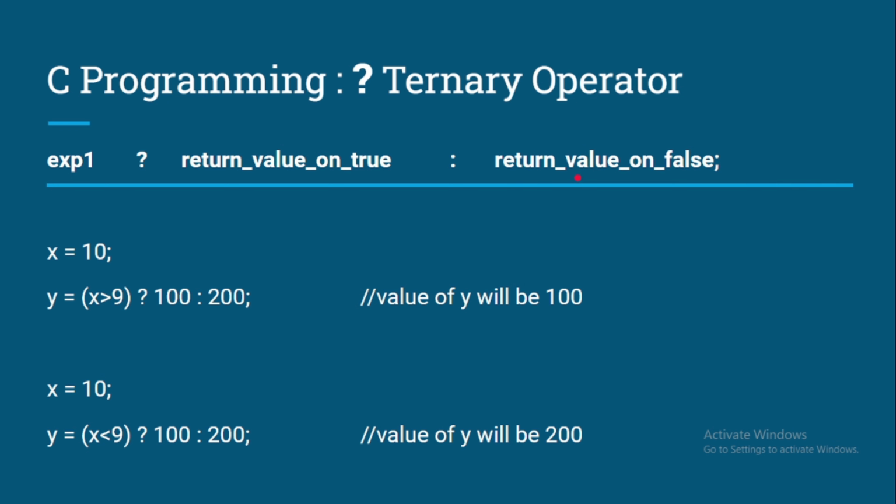So in simple if else, we can use this ternary operator in C, and rather than writing an if else in 4-5 lines, we can simply do this thing in this way. So that is the ternary operator basically.